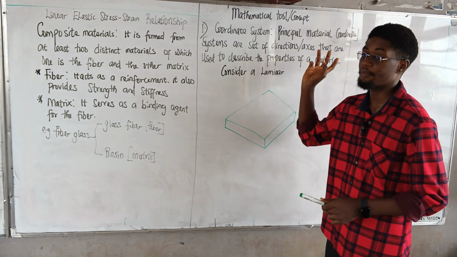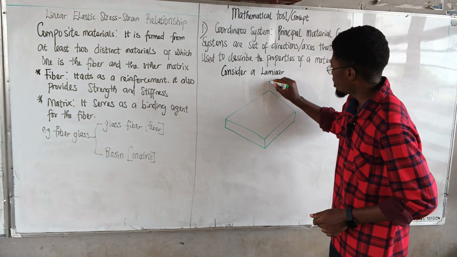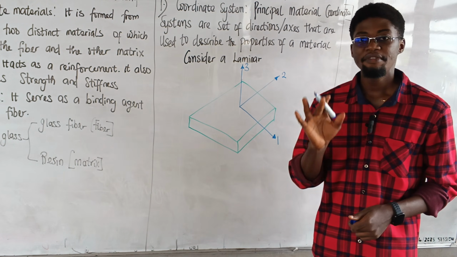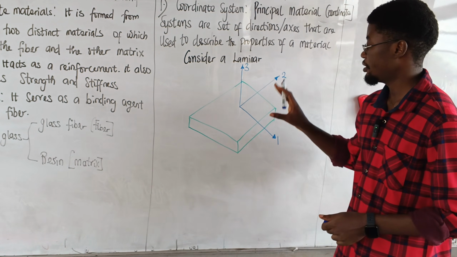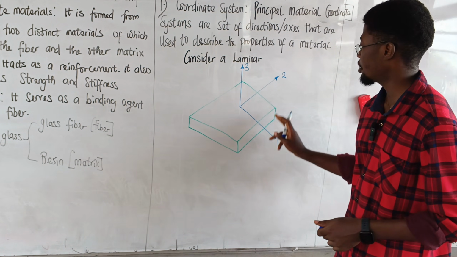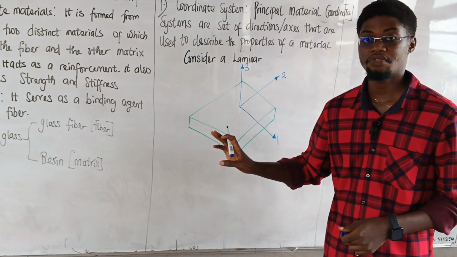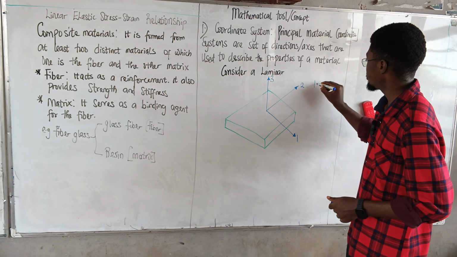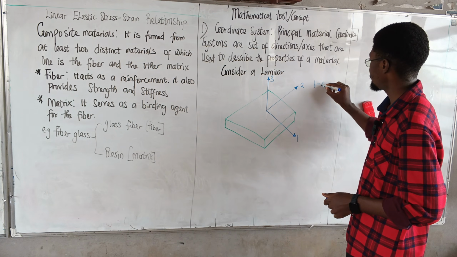That's actually the principal material coordinate system. It's like this. So every lamina has three coordinate systems, three directions. All of them have three directions in this course. The one direction is dominated by fiber.